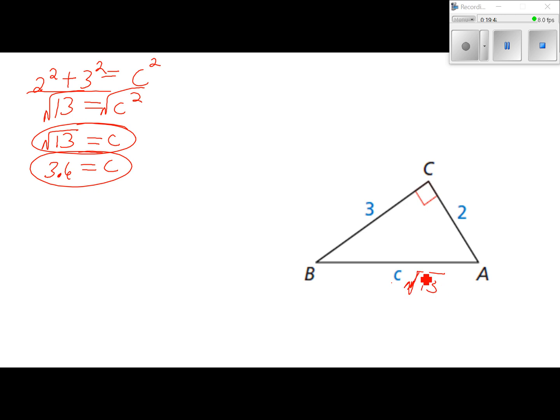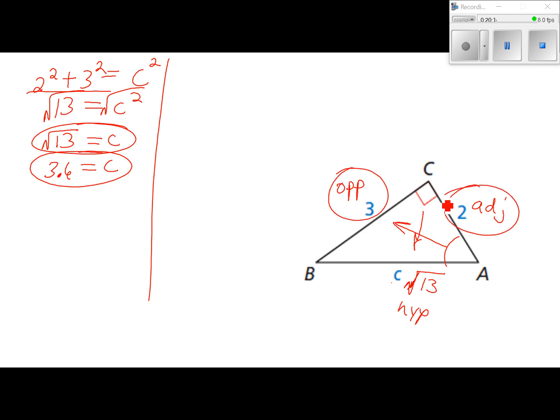Now, if I'm trying to find the angles, I pick one of the angles that I want to find. Maybe we want to find A first. That's the opposite leg. We have to label the triangle. That's the hypotenuse. This is the adjacent leg. I would probably deal with these two because they're regular numbers instead of the radical, if you don't want to deal with the radical. So we're dealing with opposite and adjacent. SOHCAHTOA, the TOA part. So we're using the TOA part.